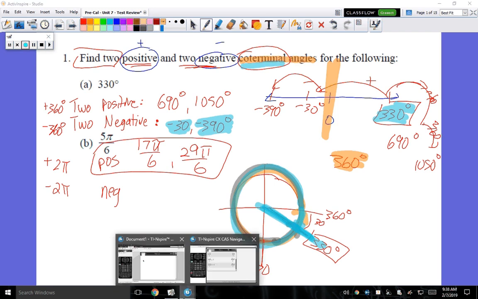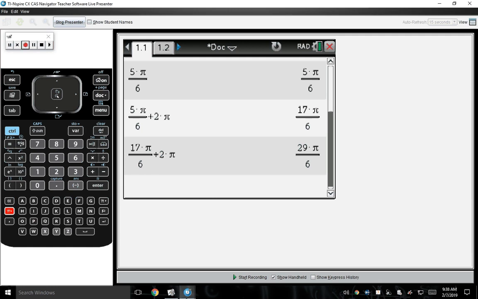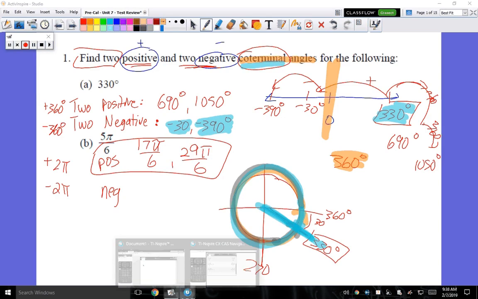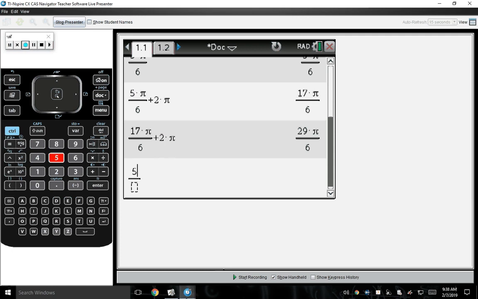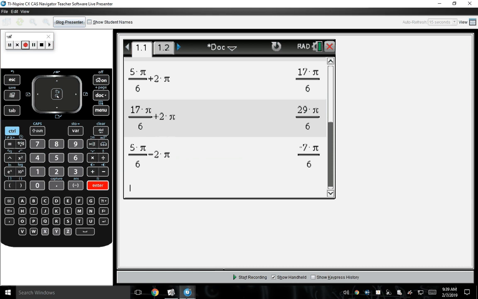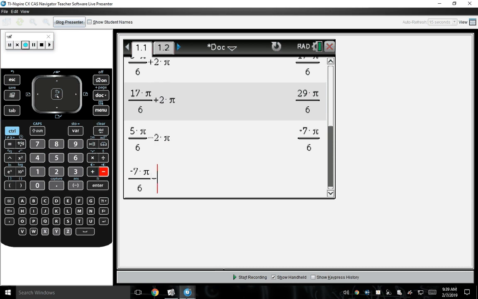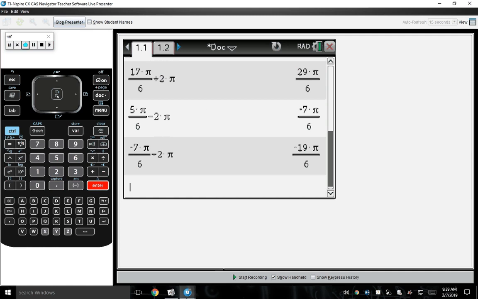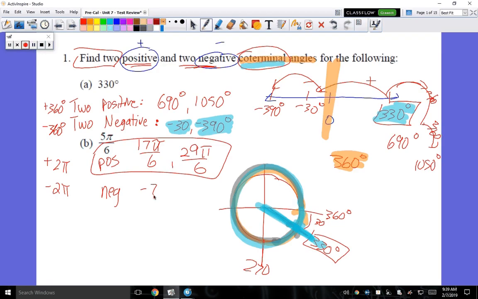So we are going to start off at 5 pi over 6, and this time we're going to subtract 2 pi. So minus 2 pi, we'll get negative 7 pi over 6, and if we press enter and copy it and subtract 2 pi again, we're going to get negative 19 pi over 6. So negative 7 pi over 6 and negative 19 pi over 6, and those would be the two negatives.